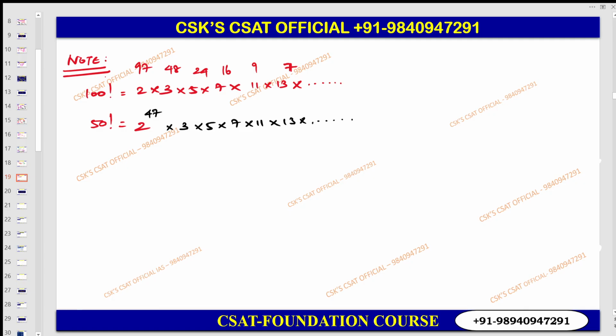Check here up to this. At least a few things you need to remember when you are doing revisions. How many 3's will be there? 50 by 3. You know what is 50 by 3? 16. Then here 16 by 3, 5 times. Then 5 by 3, 1 time.